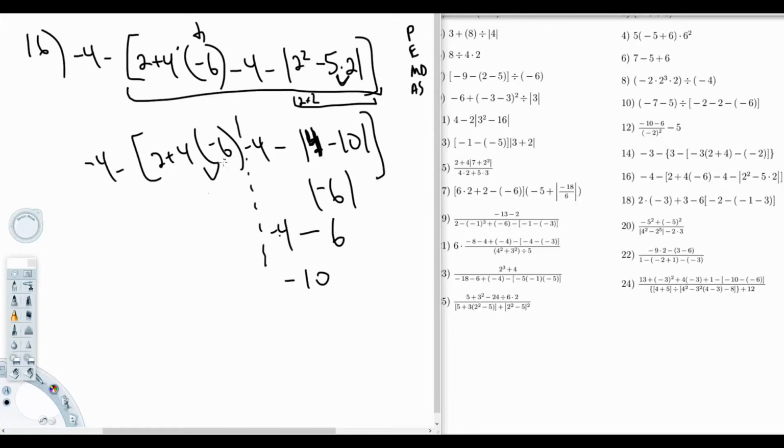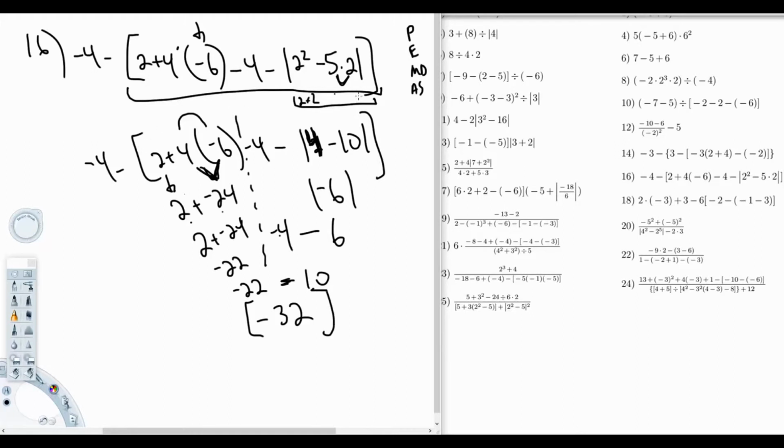Here, I'm just separating the problem in two so it makes it easier. 4 times negative 6 equals negative 24. 2 plus, so here we have that, here we have that. 4 multiplied by negative 6, that's a negative 24. 2 plus negative 24 equals negative 22. So we have negative 22 minus 10, which comes out to minus 32. It's all starting to make sense now.